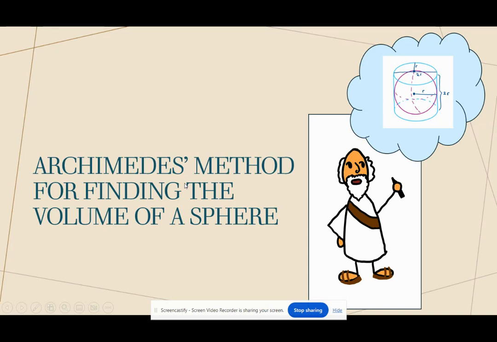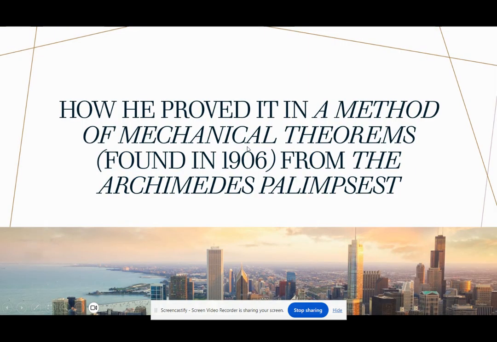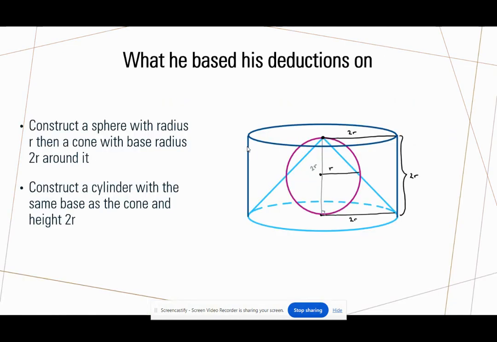Alright, so this is Archimedes' method for finding the volume of a sphere. This is just a picture that I drew. This is another way that he proved the volume of a sphere, but that's not the way I'm going to be talking about today, because this was a later method. There was an earlier one found in 1906, included in the Archimedes palimpsest, which had some lost texts of Archimedes, including a treatise called A Method of Mechanical Theorems, which is where this proof comes from.